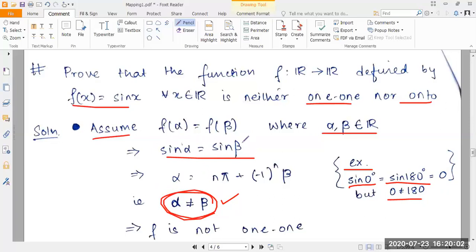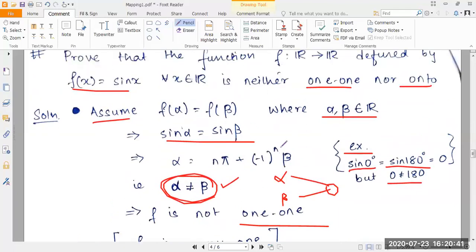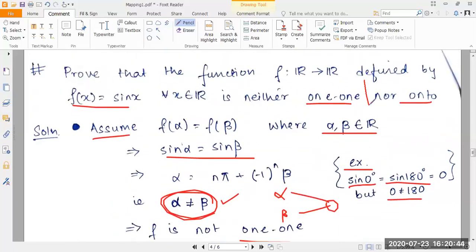So when we are considering the same child, sin alpha equal to sin beta, that does not necessarily mean that the parent is the same. Here, since we have to prove that it is neither 1-1, we essentially prove that it is not 1-1. So it's actually many-1, as I have mentioned here. So we are considering the mother and the father, and we are mapping both the mother and the father to the same child, sin alpha equal to sin beta. So we have alpha, we have beta, and we are mapping both of them to the same value. So f is not 1-1. In fact, f is many-1. So we have proved the first part. We have proved that it is not 1-1.